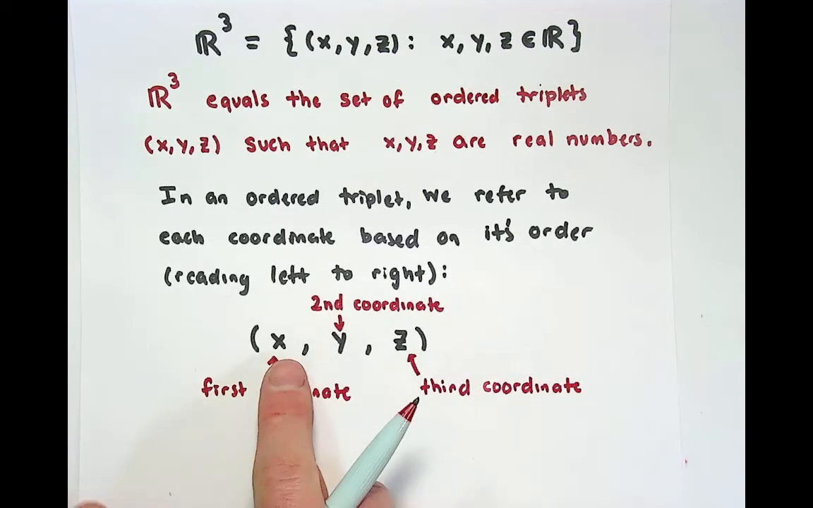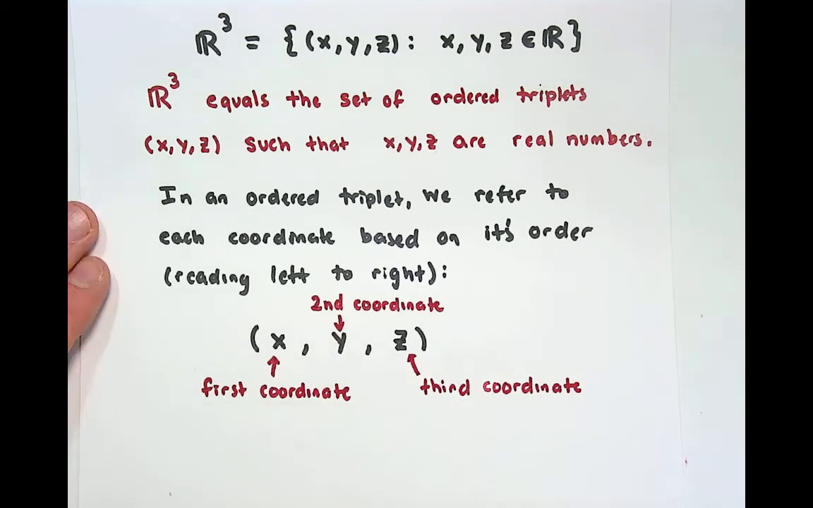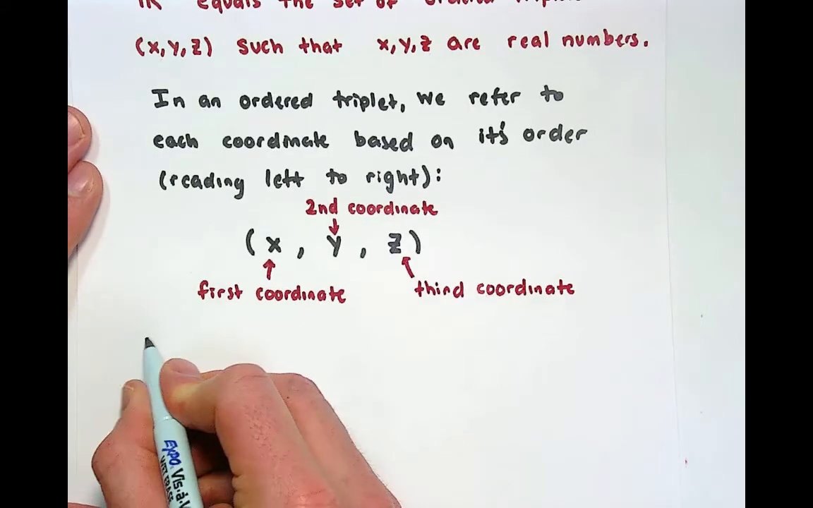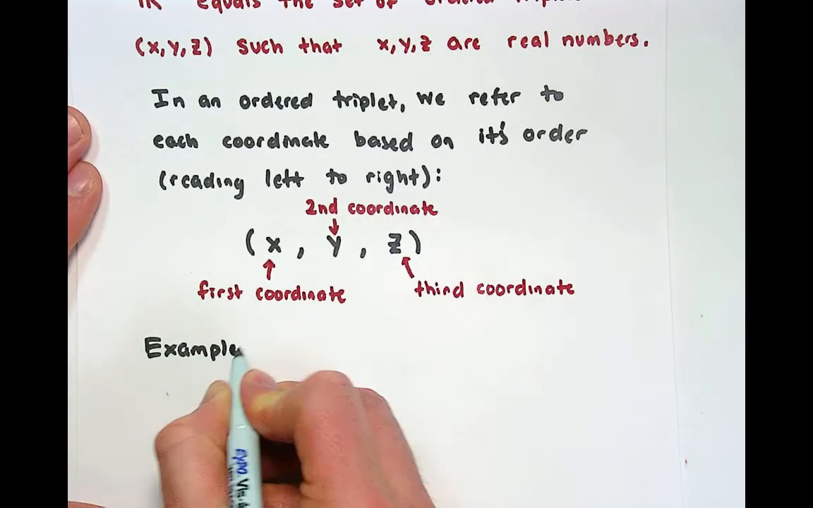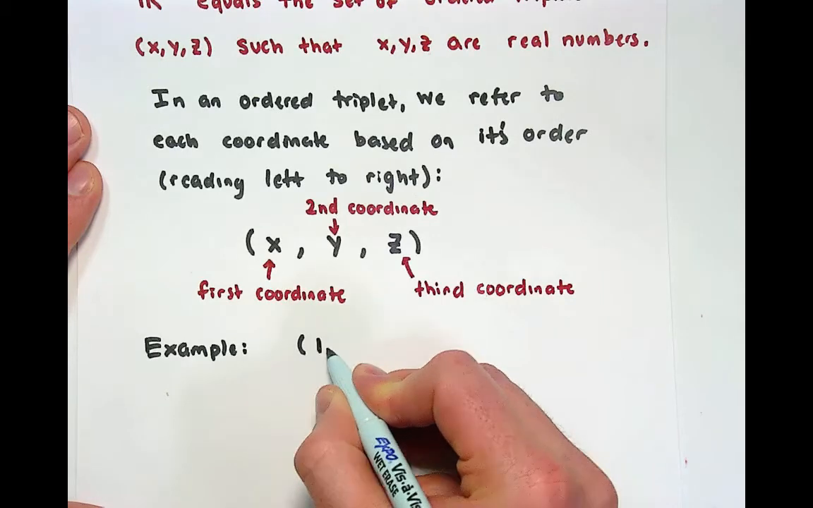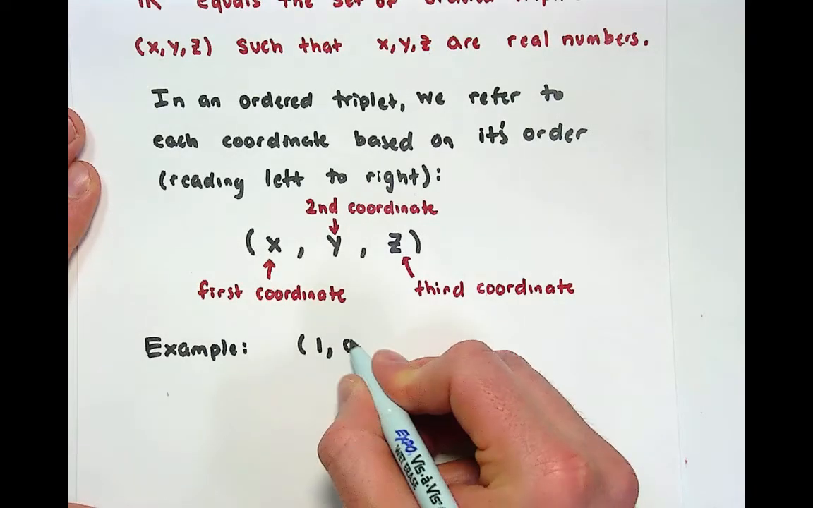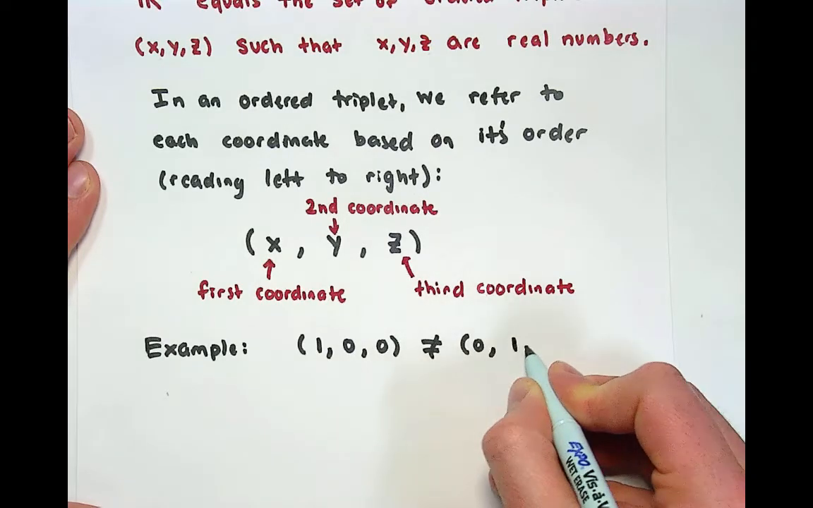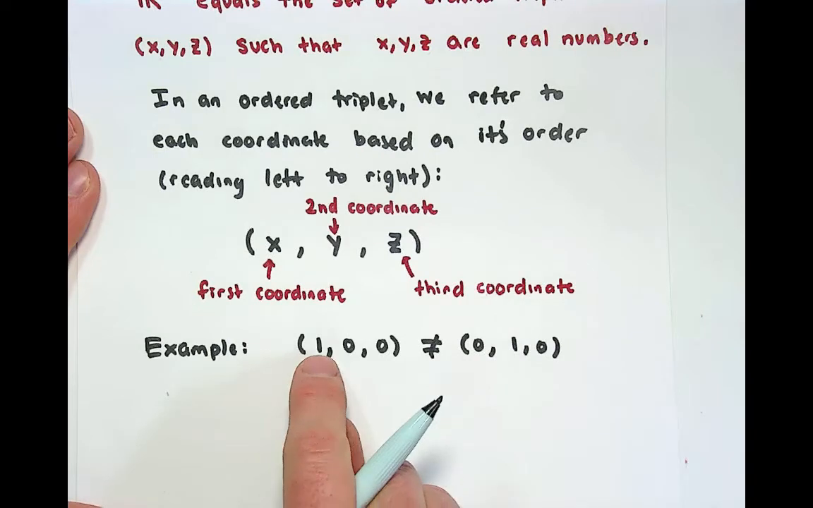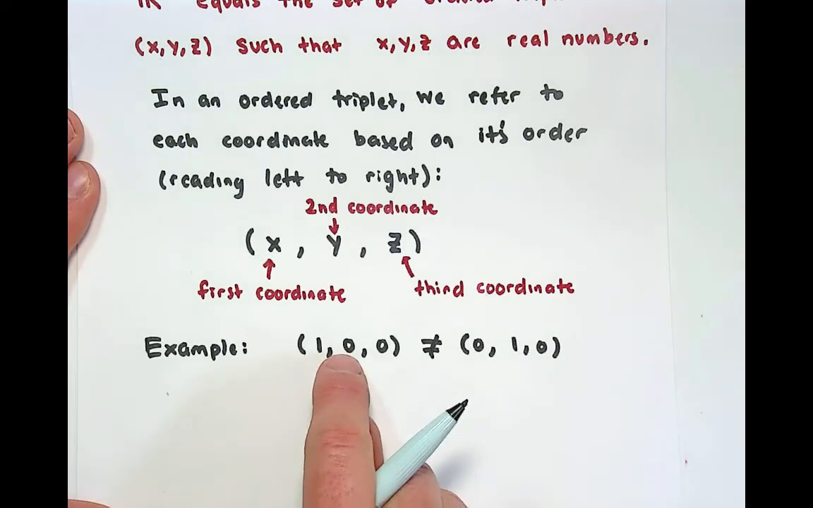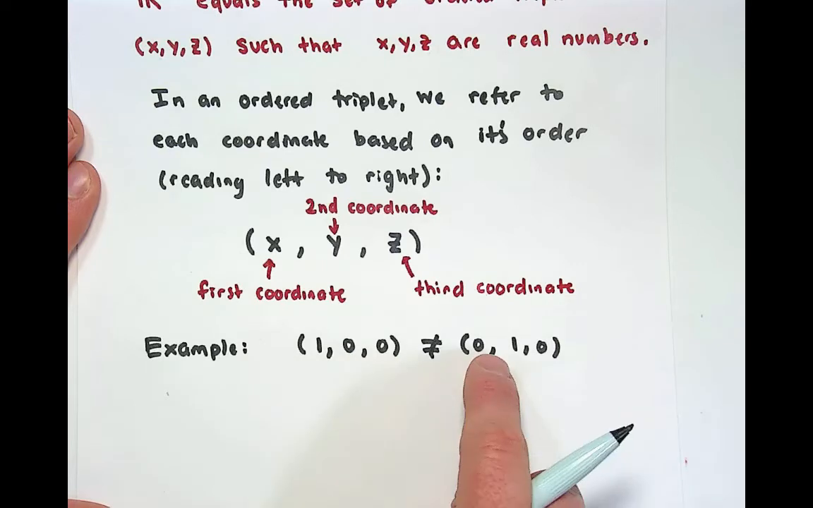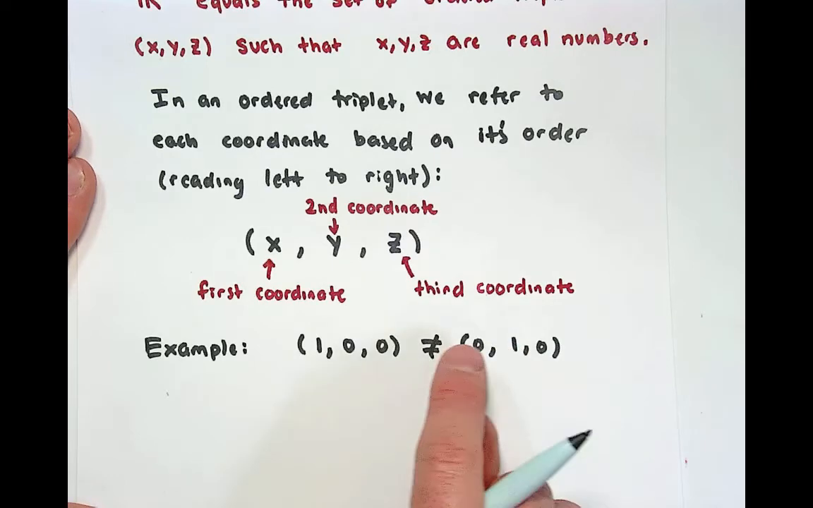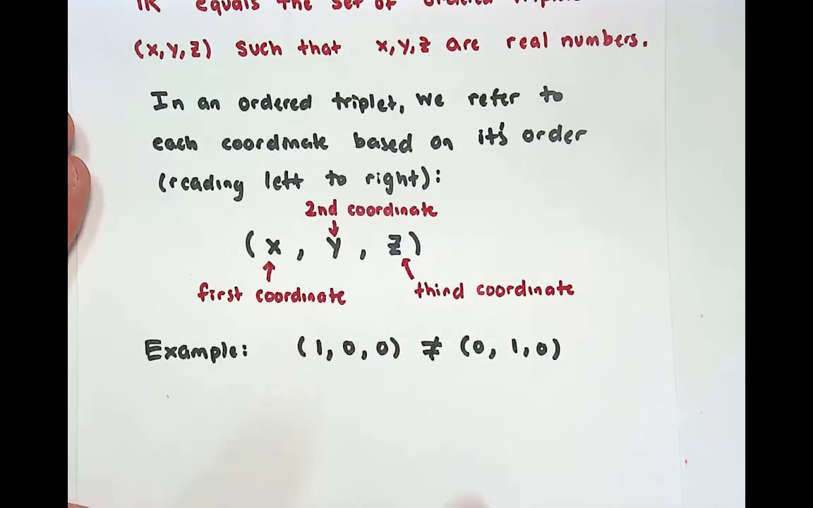This is important because depending on which order you write it, it has a very different structure. An example of this: the point 1, 0, 0 is definitely not equal to 0, 1, 0. Here the first coordinate value is 1, the second coordinate value is 0, third coordinate value is 0. Here the first coordinate value is 0 and the second coordinate value is 1. Those are different points because they're ordered.